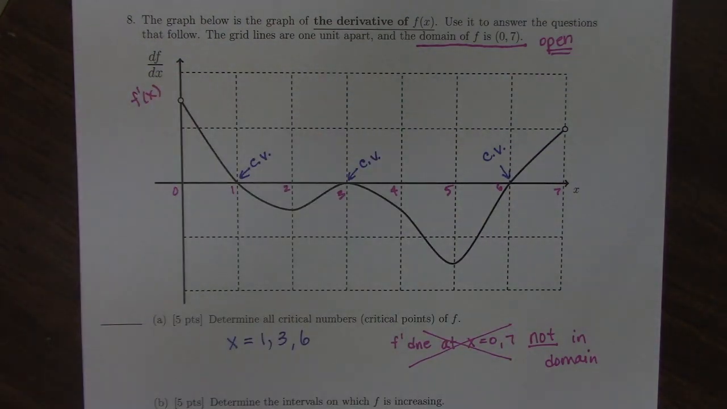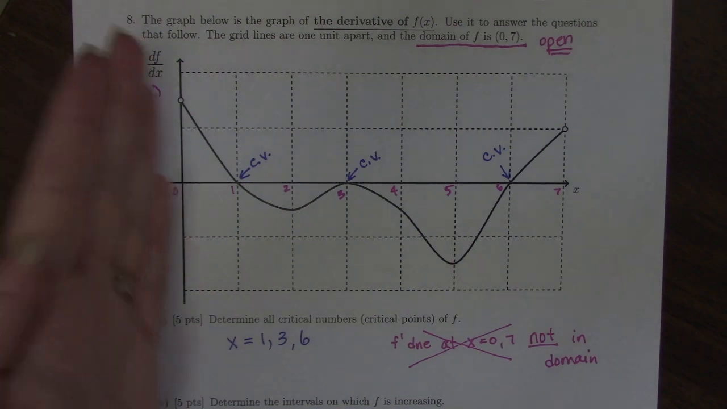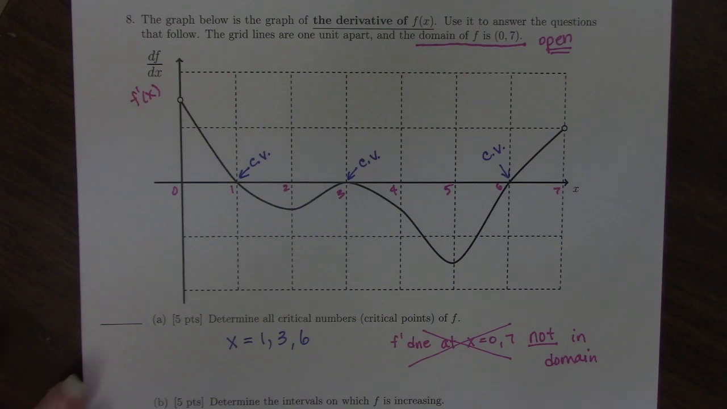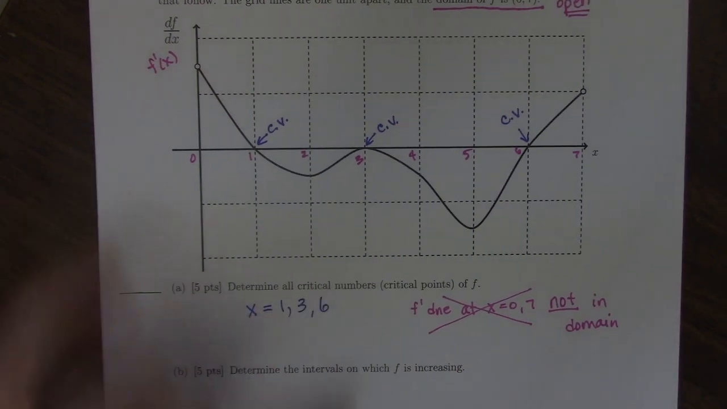If this were closed, if the function did exist, then we would include those values. So this would be completely wrong because it's not in the domain of the original function. So the correct answer is just 1, 3, and 6.